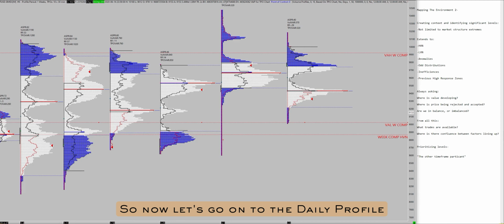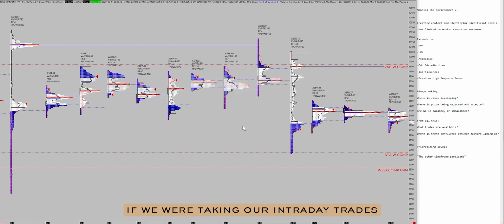So now let's go on to the daily profile and look at where we would be paying attention to if we were taking our intraday trades or trying to have some type of directional bias. So broken down onto the daily, we have our value area weekly high comp. We know that this is an area where the other time frame participant is likely to get involved. So this is probably the strongest level on the chart.